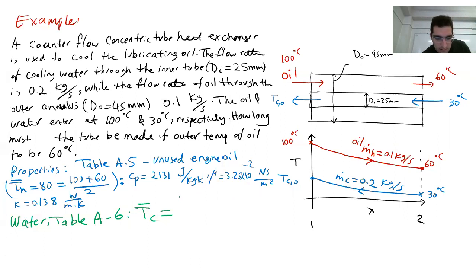So that's 35 degrees. Again, that's an assumption. You can go with your assumption. If inlet is 30, anything above this, and of course less than 100 and less than 60 makes sense.